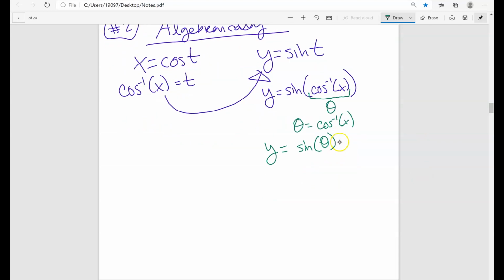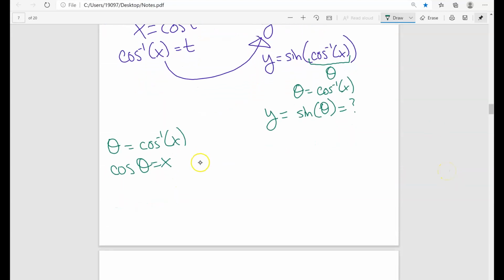Okay, so we got to figure out what exactly this is. So right now we know that theta is equal to cosine inverse of x. Move the cosine over, so you have cosine of theta equals x. So now what we're going to do, we're going to write a right triangle. Okay, so here's theta. The cosine is the adjacent over the hypotenuse, which is going to be 1 in this case. So then using Pythagorean theorem, you can see that this is going to be the square root of 1 minus x squared. Okay, just using the Pythagorean.